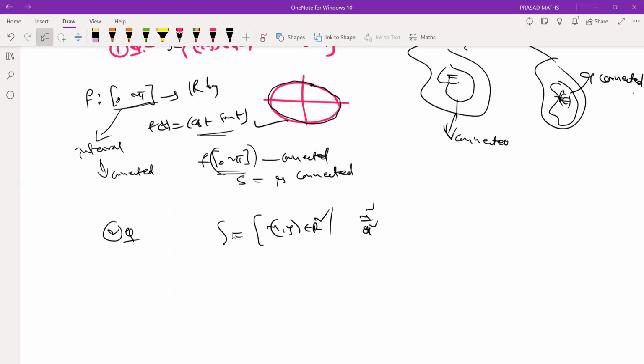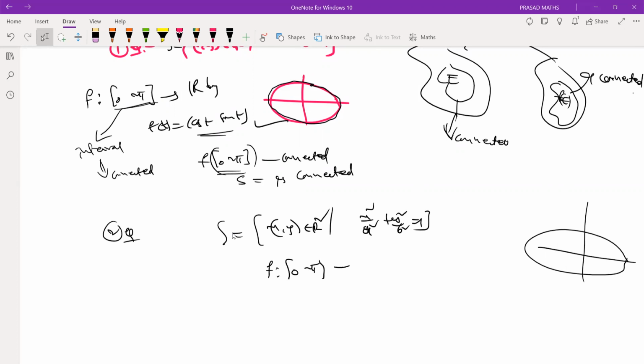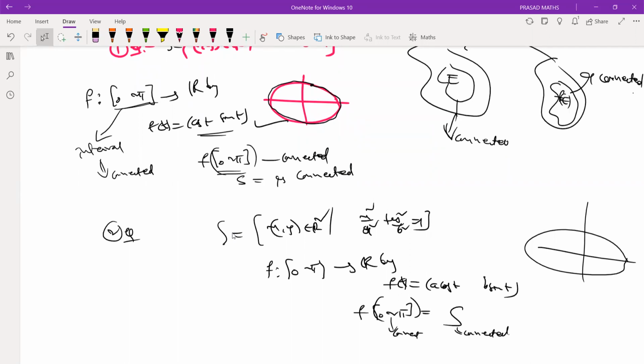X square by a square plus y square by b square equals 1. Is it connected? Yes, because a single piece is always connected. By looking at the example, we can say that. Analytically, we can easily prove it by defining a continuous map f of t equals a cos t, b sin t. Simply, its image is the ellipse, your set S. It is connected. So the continuous image of a connected set is connected, therefore S is connected.